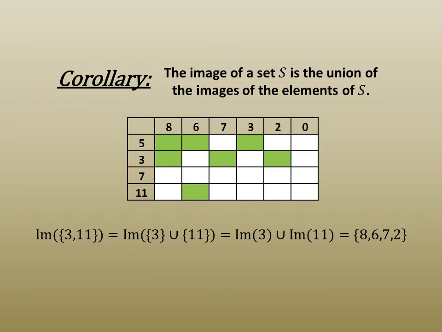Remember that an easy consequence of a theorem is called a corollary. A simple corollary is that we can simplify how to find the image of a subset. The image of a set S is a union of the images of the elements of S. So in our example, to find the image of the set comprised of 3 and 11, we need only take the union of the image of 3 and the image of 11 to get the same answer.